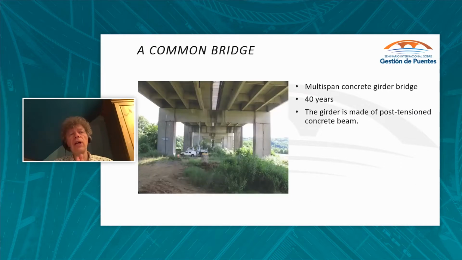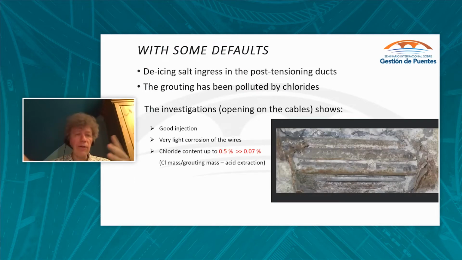But first of all, let's consider an example: a common bridge, a multi-span concrete girder bridge, which is 40 years old. You can see it here on the picture, and the girder is made of post-tensioned concrete beams. And while we are in Belgium, in the winter we have snow, we have to put some de-icing salt on the road.